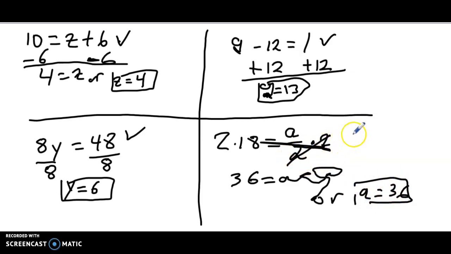Let me check that really quickly in the original. Well, the original was 18 equals a over 2. 36 divided by 2 is 18. Half of 36 is 18. Correct. And that is it for one-step equations.